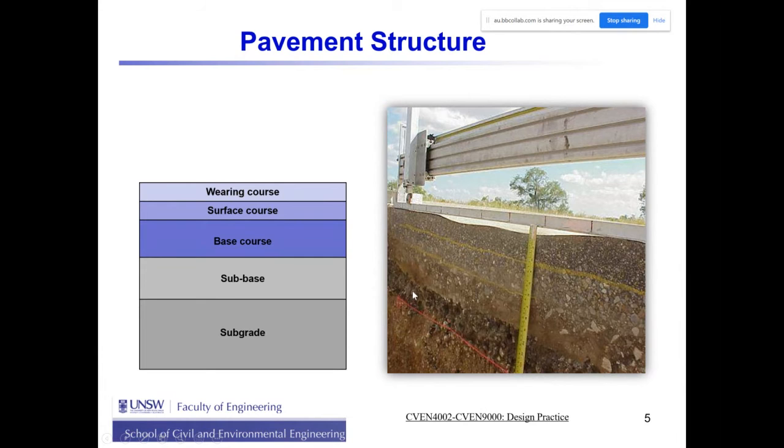After that, we generally have subbase and base layers. These are generally granular materials. For the base layer, we generally use cemented material. And after the subbase layer and base layer, we will have the top layer. The top layer in flexible pavements is generally asphalt. In rigid pavement, this layer is actually concrete.